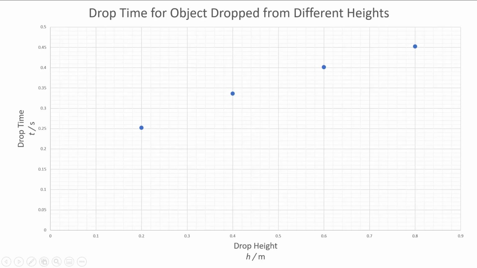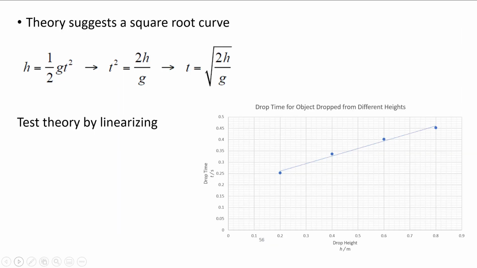So I took the data and I graphed drop height horizontally against time, and we get this function here. Now, it's hard to tell if this is linear or not, but we can fall back on theory in order to make an assessment. Theory suggests that it's actually not linear, because if we have h is 1/2 gt squared, then when we solve for t, it's going to be the square root of 2h over g, so it should be a square root curve. A square root curve is going to look something like this. And it looks like that square root curve is probably going to fit better than this straight line function.